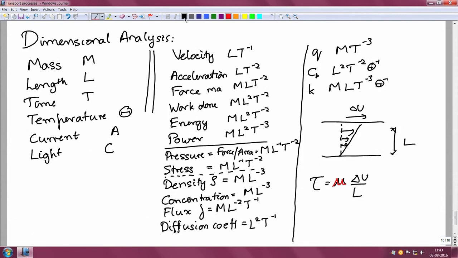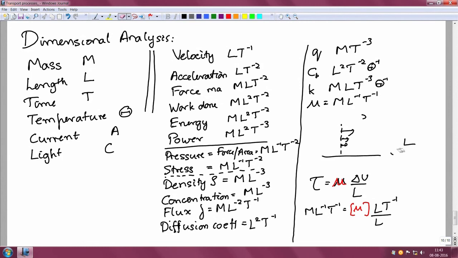So, I know that the stress in this case is m L inverse T inverse squared, equal to the dimension of the viscosity times the dimensions of velocity, L T inverse, divided by the length. And from this I can derive the dimension of the viscosity. Mu is equal to m L inverse T inverse. So, that is the dimension of viscosity. These are the dimensions of some common quantities that we will use during the course.